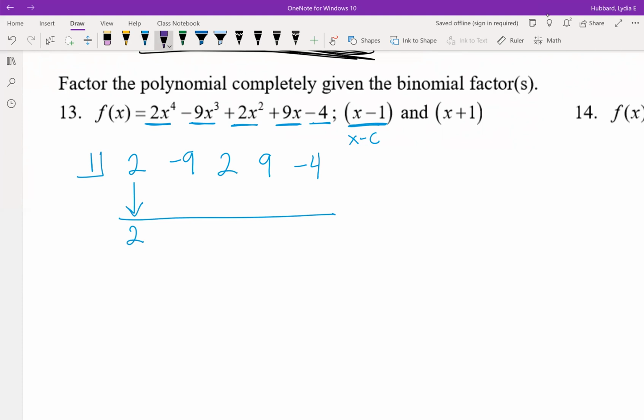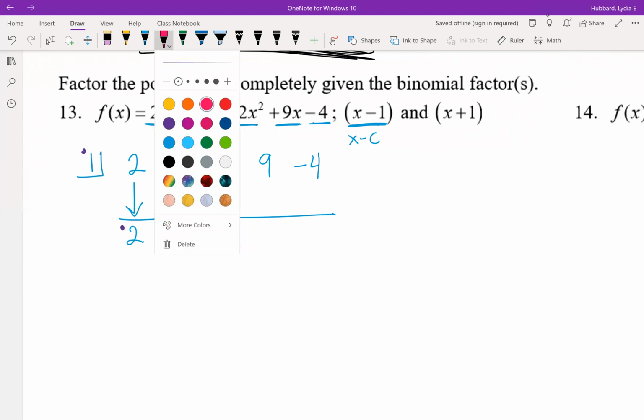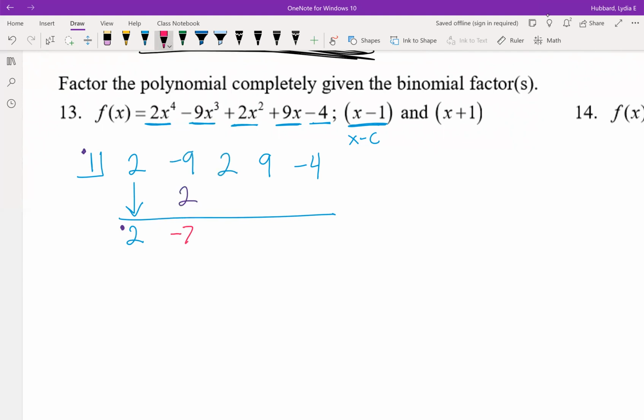And then I'll start my process. So 2 times 1 is 2. And I'm going to add straight down. So that will give me -7. And then -7 times 1 is -7. So that's going to be -5. -5 times 1 is going to be -5. We'll add straight down to get 4. And 4 times 1 is 4. We'd add straight down to get 0.